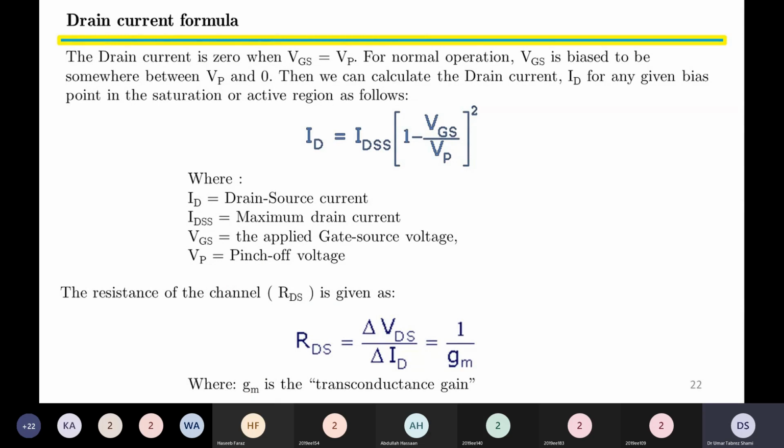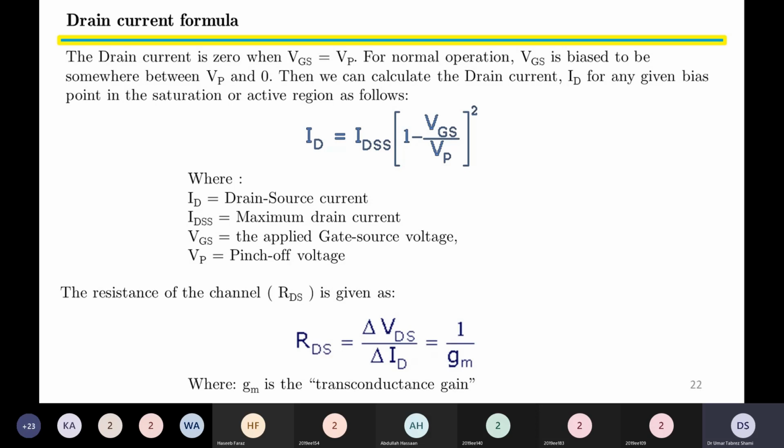For normal operation, VGS is biased to be somewhere between Vp and 0. Then we can calculate the drain current ID for any given bias point in the saturation or active region as follows. That ID is equal to IDSS bracket 1 minus VGS over VP bracket closed, and all of this is powered squared, where ID is the drain current which we want to find, IDSS is the maximum drain current, VGS is the applied gate source voltage, and VP is the pinch off voltage.